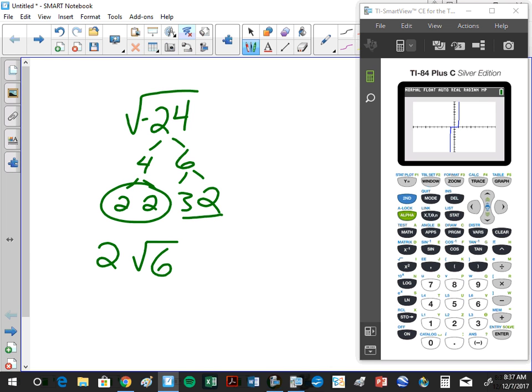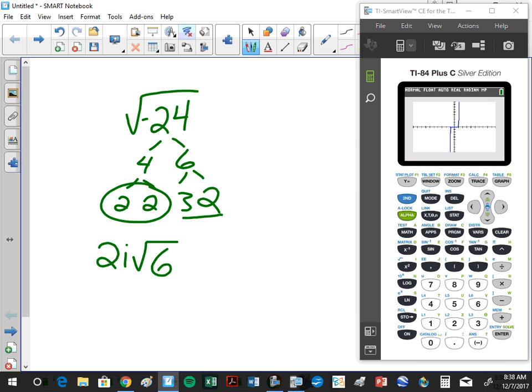Where should we put the i? Well, if I put the i right there, that's kind of hard to tell if the i is on the inside or if the i is on the outside, right? So instead of making it confusing like that, we always put the i after the number and before the square root.